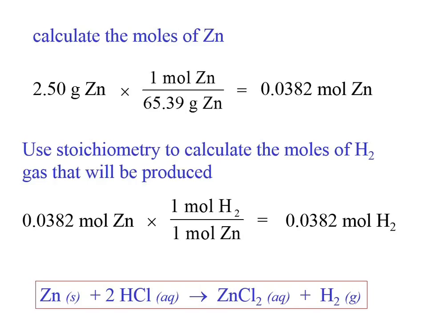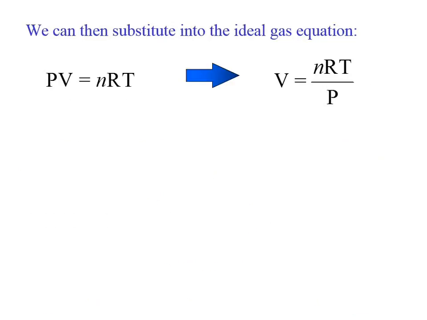And then we use the stoichiometry of the balanced equation like we've done earlier. We have 1 mole of H2 for every 1 mole of zinc. So that's where that ratio came from, 1 mole of H2 over 1 mole of zinc. Our moles of zinc cancel. Now we have the N term under the H2, so that's 0.0382 moles H2. Now we're going to use everything under the H2, and we're going to rearrange PV equals nRT, solving for V. We divide both sides by P, and this is the equation we're going to substitute into.